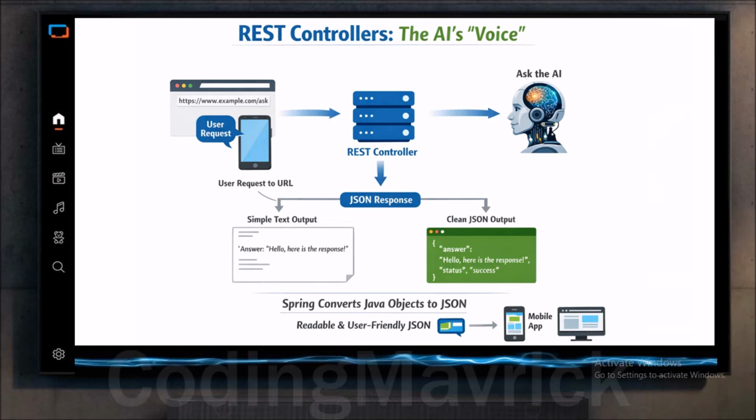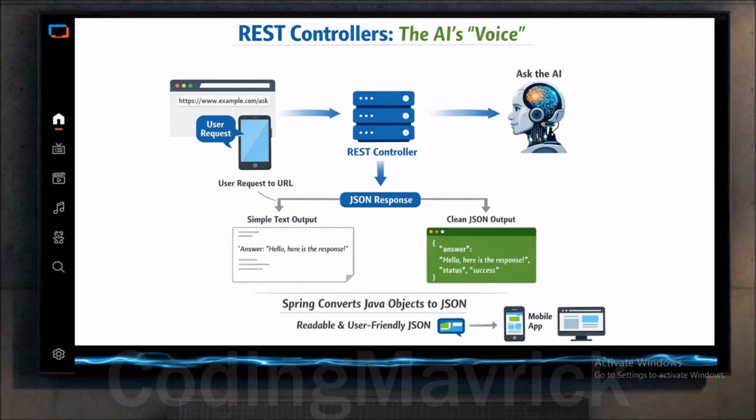Pillar 2, REST controllers, the AI's voice. Now, an AI will be useless if it can't talk to the world. We are going to build a REST controller. This will be the voice of our app. When a user sends a request to a URL, the controller will catch it, ask the AI for an answer, and send back a JSON response. JSON will be the universal language of our web interface.